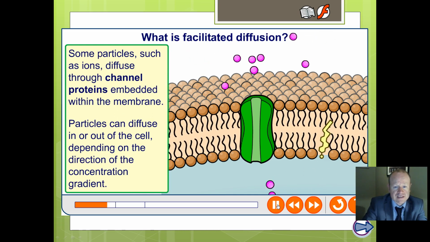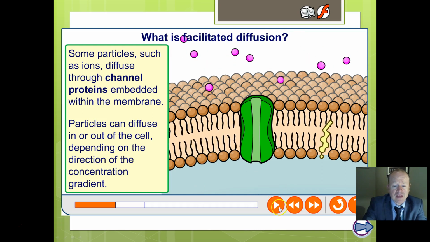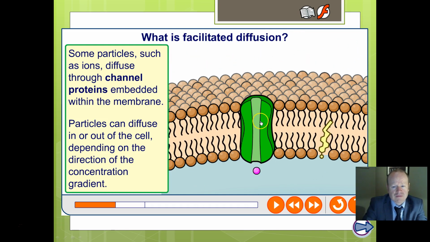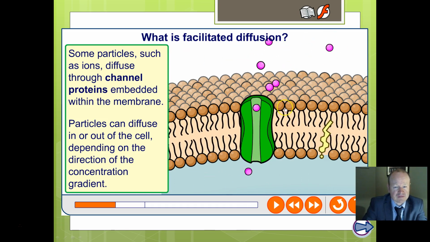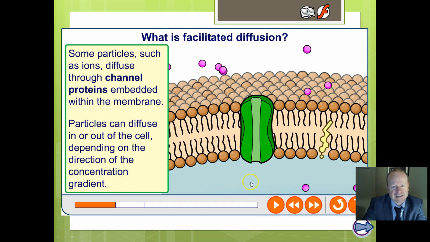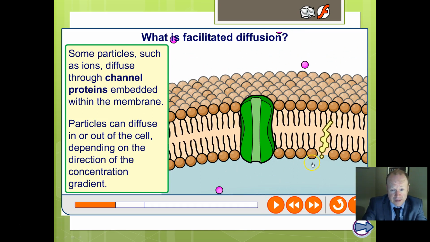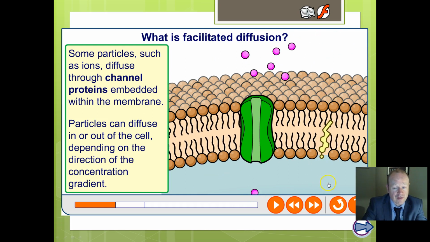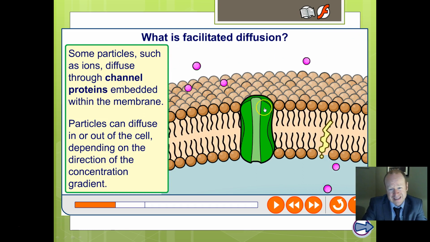Facilitated diffusion just means helped or supported. In facilitated diffusion, some proteins have channels or pores through them, and that means that molecules can pass through. Say it's something that isn't lipid soluble and has a charge, it can't get through this bit here. So it can only go through where there is a pathway. Inside the protein, there may be no charge or less charge, so it's easier for charged substances to move through. Ions, for example, will easily diffuse through.